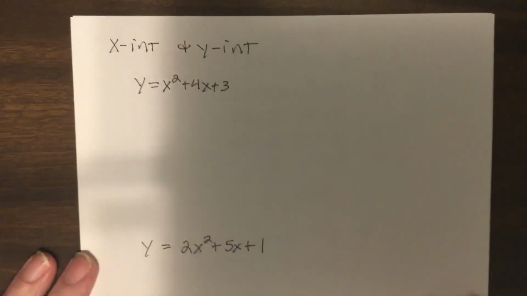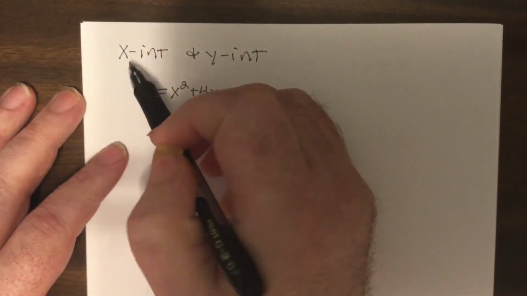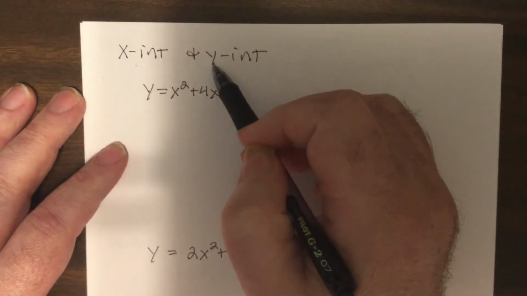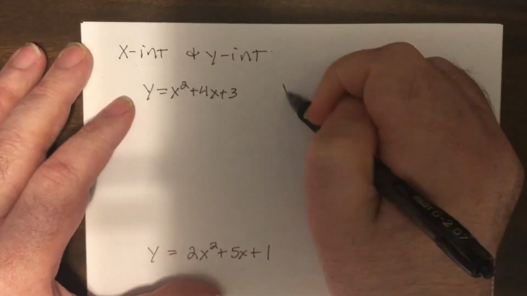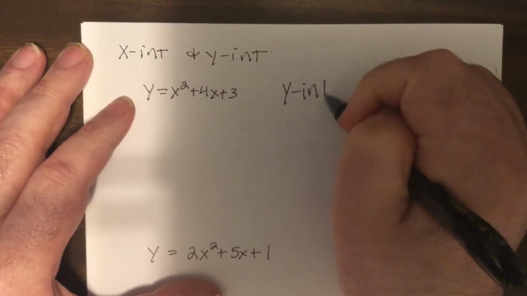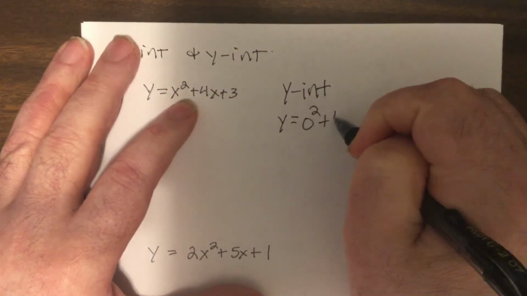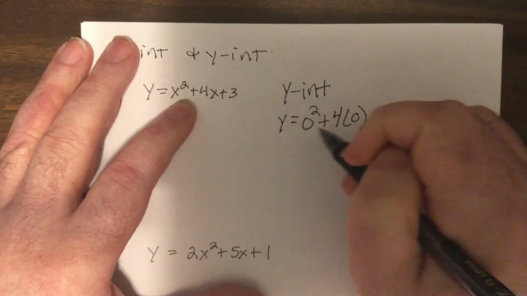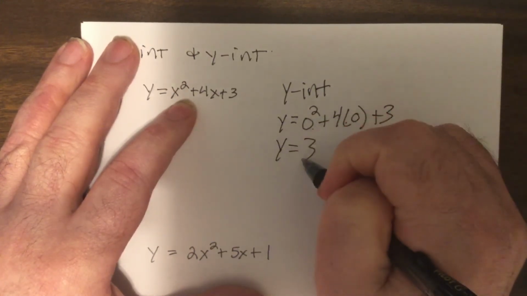Now, for x and y intercepts, to find the x-intercept, you put 0 in for y and solve. To find the y-intercept, you put 0 in for x and solve. So y-intercept, I'd have y equals 0 squared plus 4 times 0 plus 3. So 0 plus 0 is 0 plus 3. Y-intercept is 3.